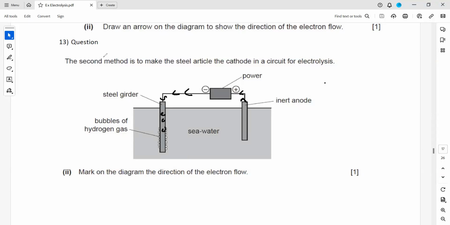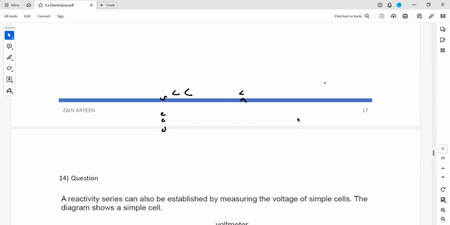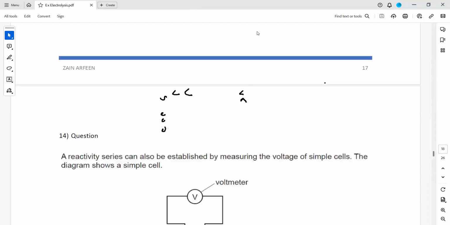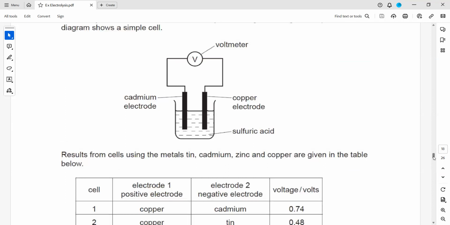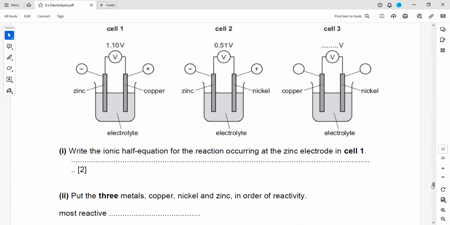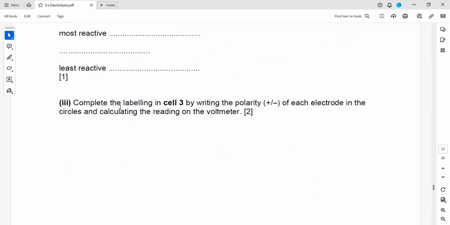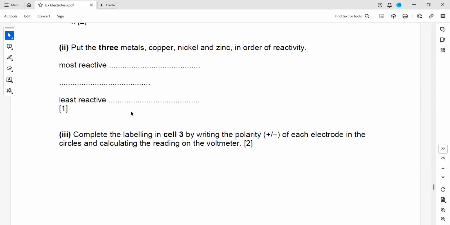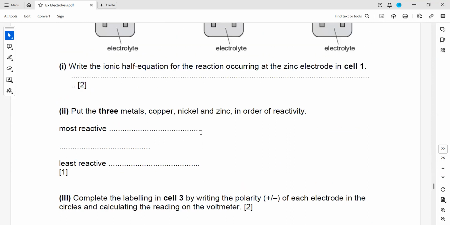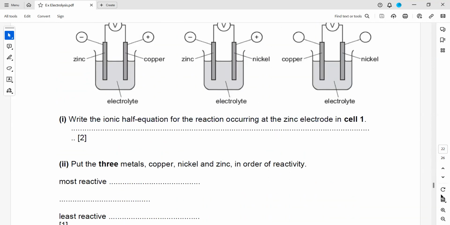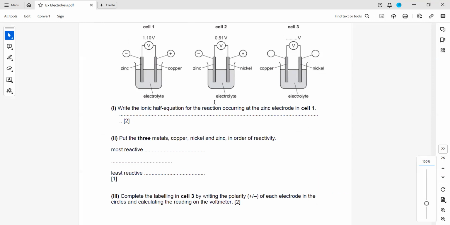Page number 22. Question? Okay. 22. This one? Complete the labels of cell 3. Okay, I'll do this question, because all the parts are actually interrelated.